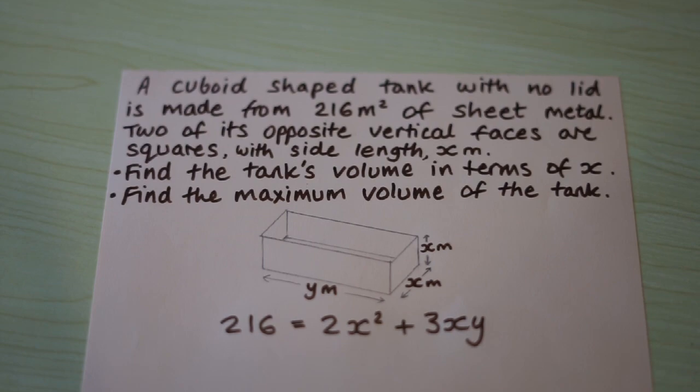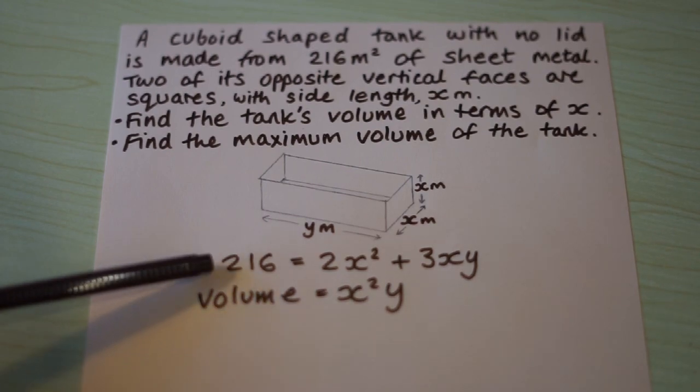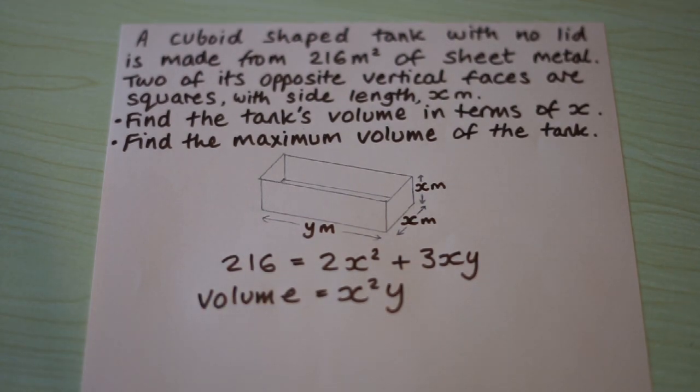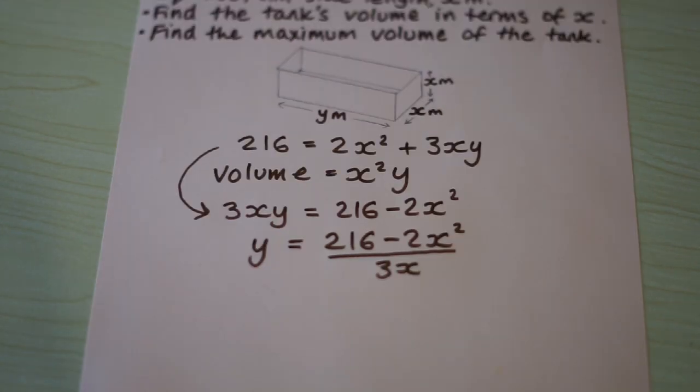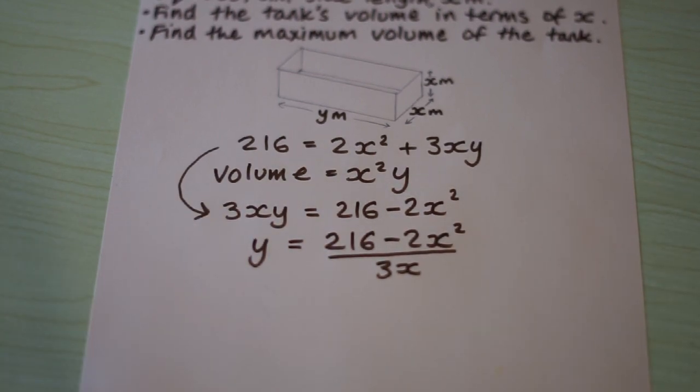We can now also write an equation for the volume. We are aiming to find the volume in terms of x, so we need to eliminate y from the equation for volume. So let's do this by first making y the subject in this equation. We now need to substitute this into our equation for volume.